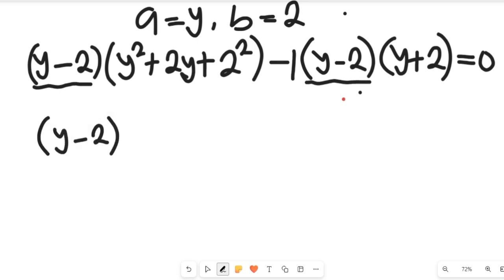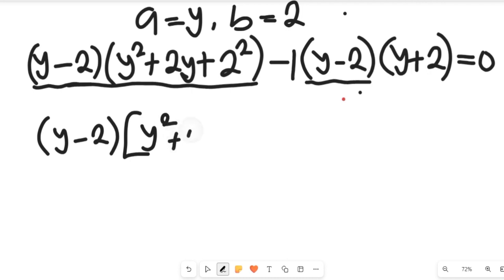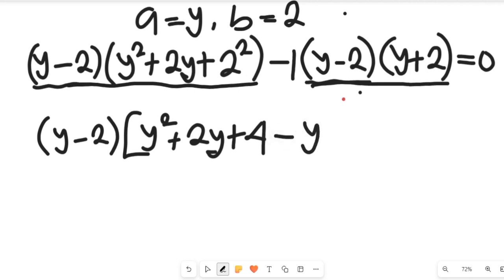If we bring out y minus 2, all this value divided by y minus 2 will give us y squared plus 2y plus 4, right? Now all this value divided by y minus 2 is going to give us a negative y, right? Because minus 1 times y will give us minus y, and minus 1 times 2 will give us a negative 2. And all these will be equal to 0.